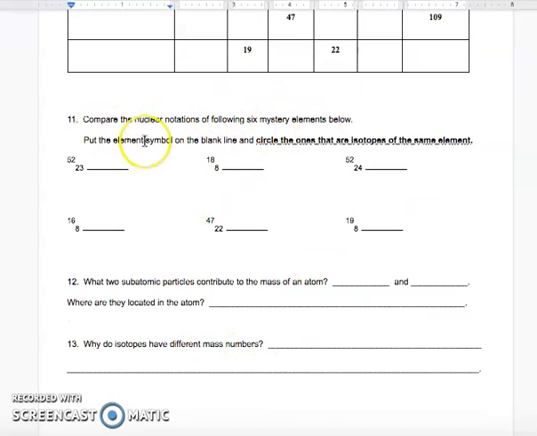All right, last couple questions. 11, compare the nuclear notations of the following 6 mystery elements below. Put the element symbol on the blank line and circle the ones that are isotopes of the same element. All right, so nuclear notation. My mass is the top number. My atomic number is the bottom number. So that's going to make it really easy for us to tell which 3 are the same element. But we'll just start up here. I'm looking for what is atomic number 23. You should get vanadium, which is a V. Down here, I'm looking for atomic number 8, which is oxygen. So I have an O.